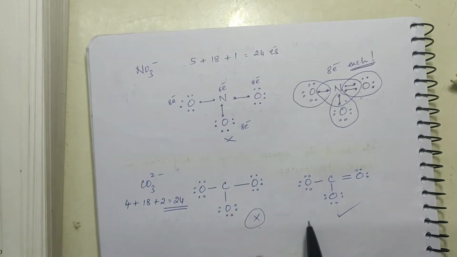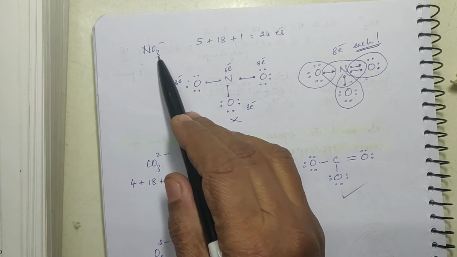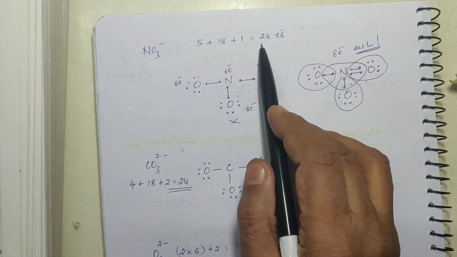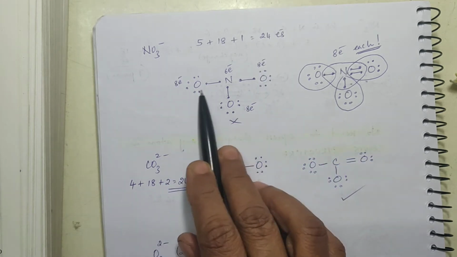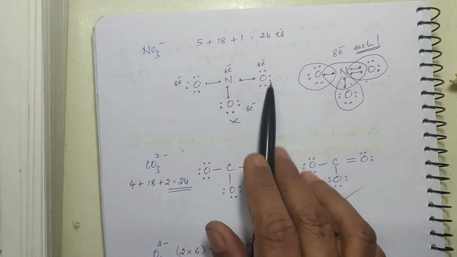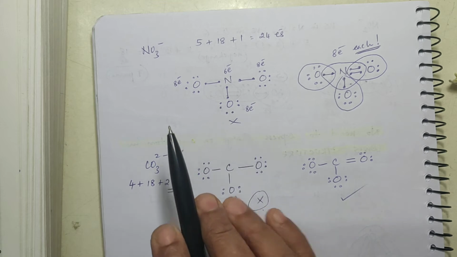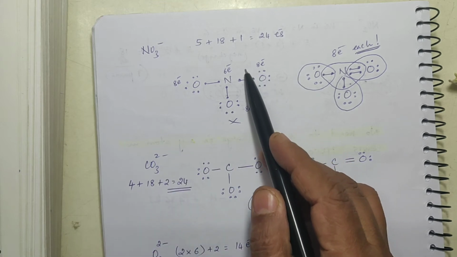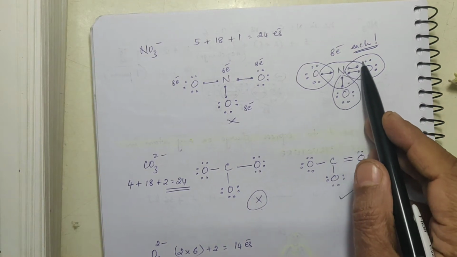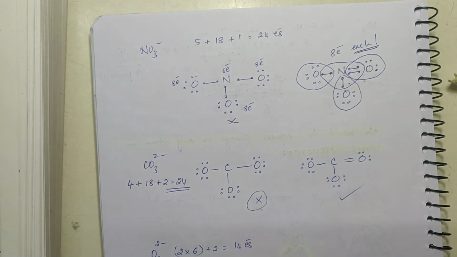And if it is NO3 minus, it is 5 plus 18, 6 into 3, 18, plus 1 electron for the negative charge. So it comes up to 24. If I put just one bond with the combining atoms, then I am not getting the octet configuration satisfied. So I have to interchange a little bit. I have just shifted one pair of electrons from oxygen towards nitrogen, and there is a double bond here. With the result, each and every atom is getting 8 electronic configuration.